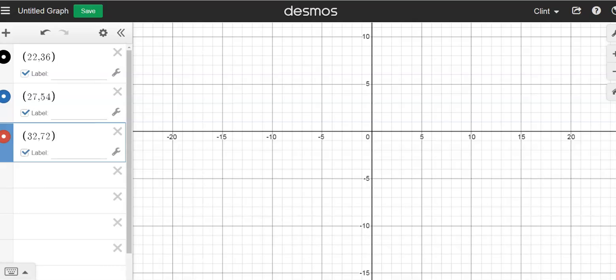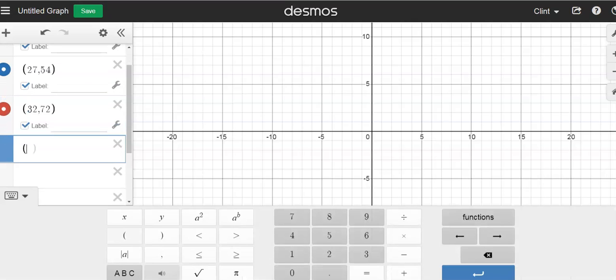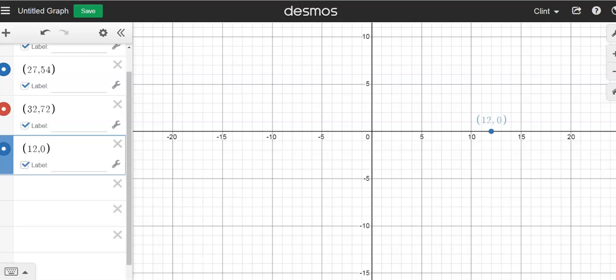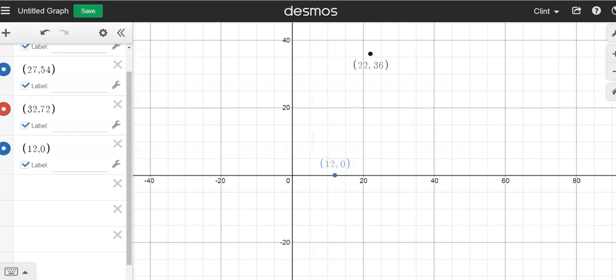All right. Now I think the answer was 12, 0. So I'm going to put in my answer, which I think is 12, comma 0. And let's label that joker. And if everything went well, and if I did it right, we'll see if that forms a straight line. So let me move my grid around here to where I can see things. Kind of shrink it in a little bit.